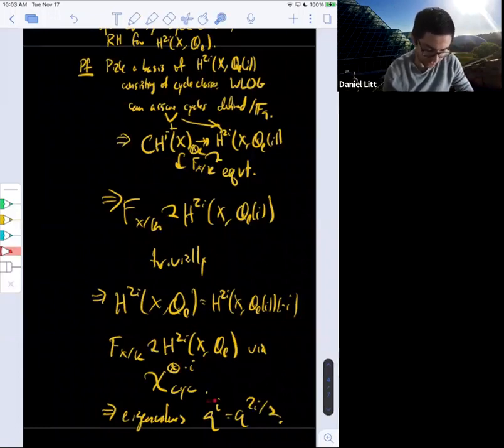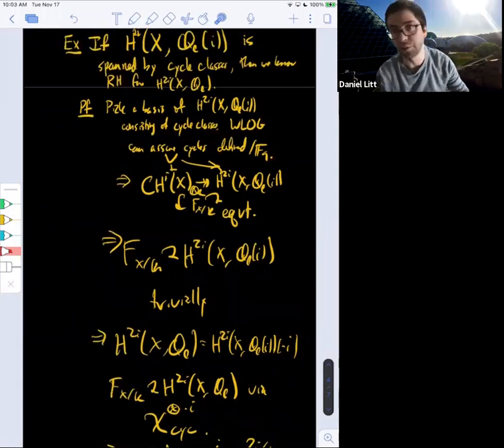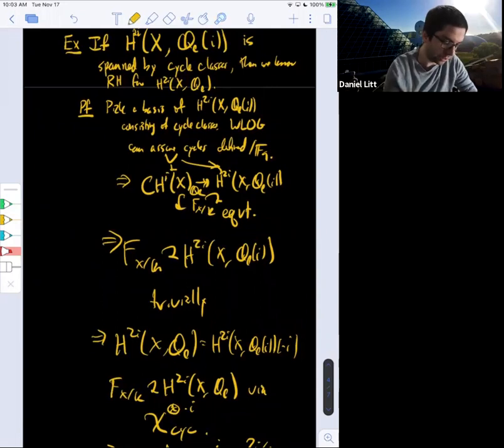Okay, so there's a little subtlety here. What we showed is, when I say the eigenvalues are q to the i, this is after assuming that the cycle classes are actually defined over F_q. So over our original field, we will get q to the i times a root of unity. Okay, so this is a very trivial case.